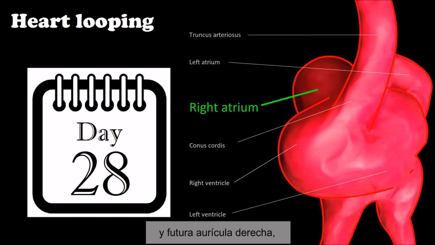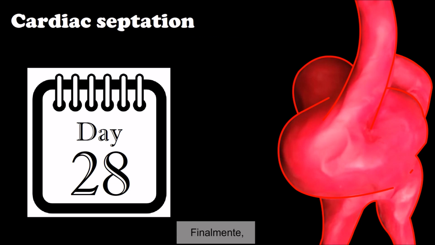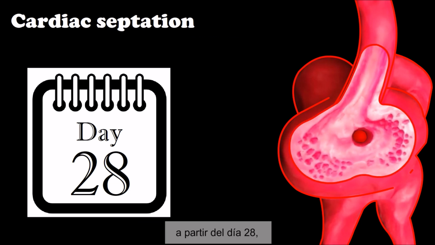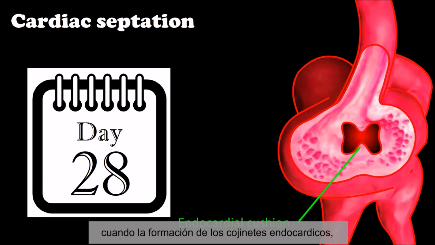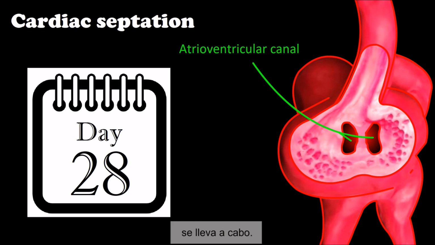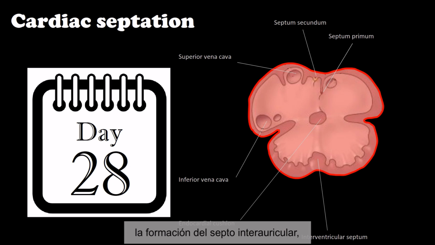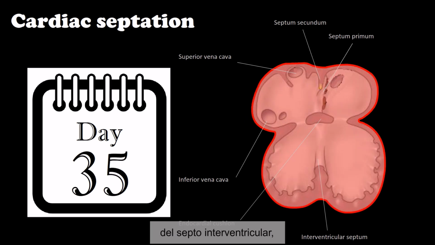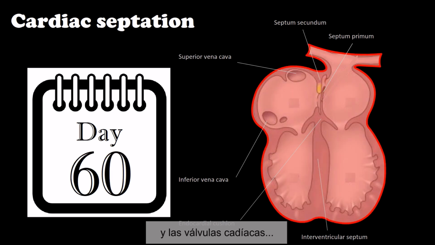future right atrium. At last, the cardiac septation begins on day 28, when the formation of the endocardial cushions in the atrioventricular canal occurs. Later, the formation of the interatrial septum, the interventricular septum, and the differentiation of the conus cordis and the cardiac valves will begin.